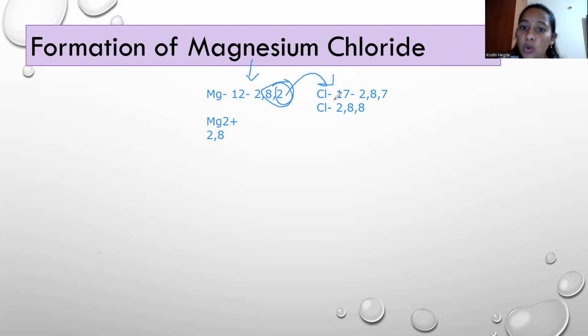But chlorine wants how many electrons? Only one. Chlorine wants only one. So what magnesium does is one electron will be given to one chlorine atom, another to another chlorine atom. So two chlorine atoms combine with one magnesium atom to form magnesium chloride. Let us see it with the help of the image.